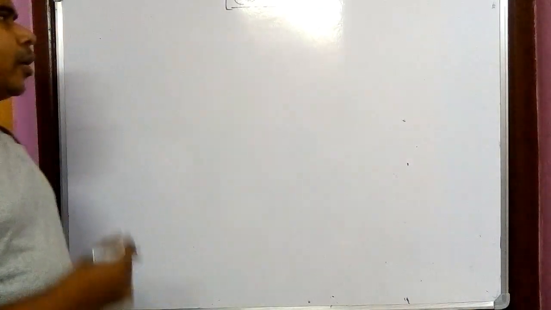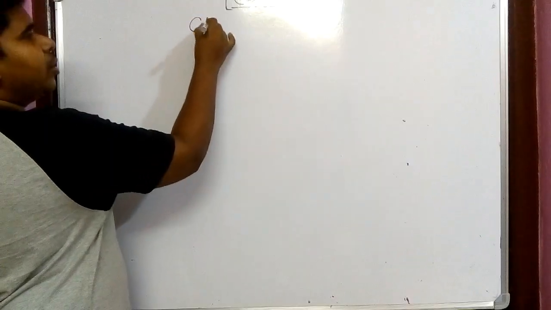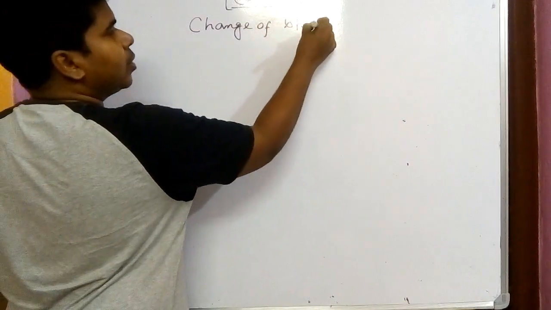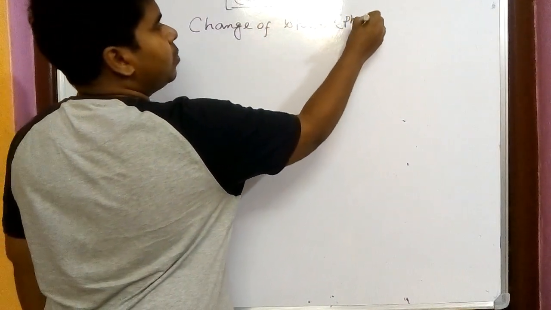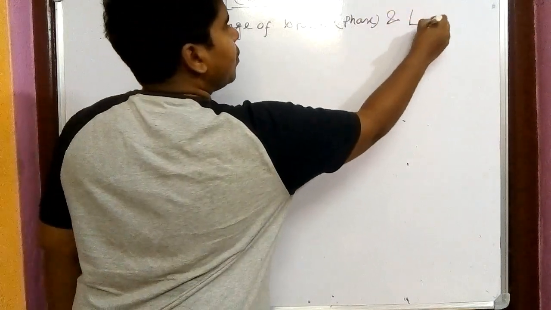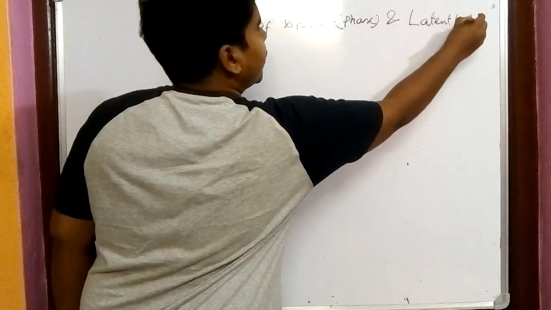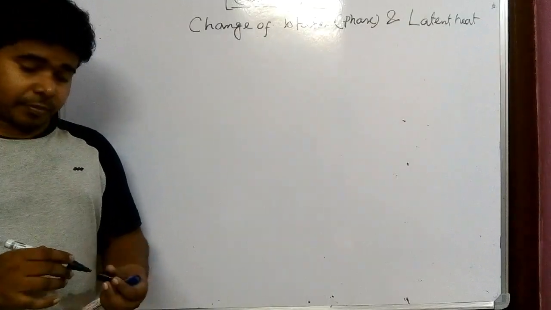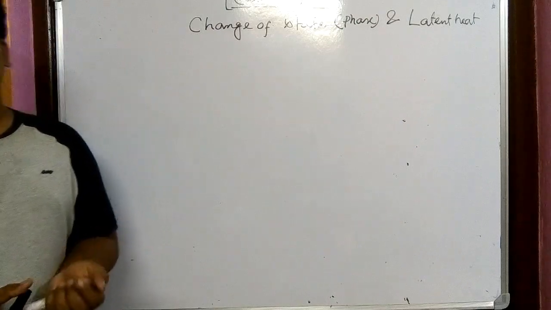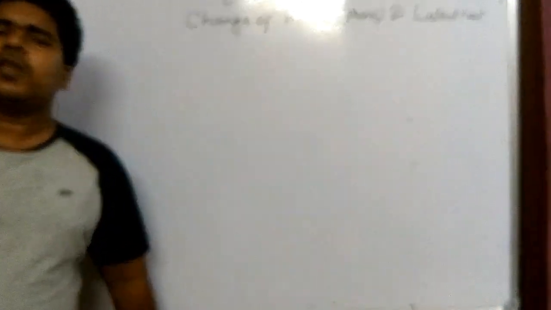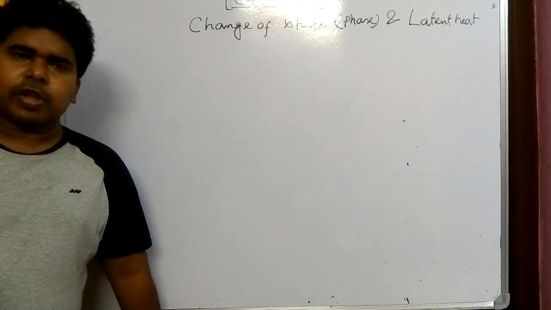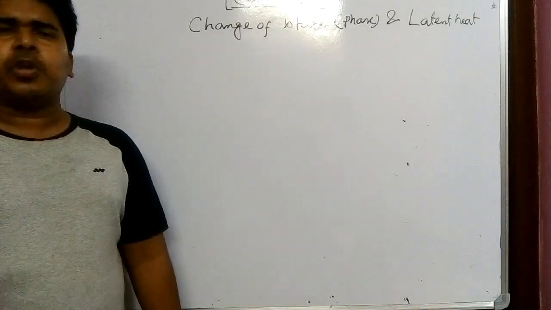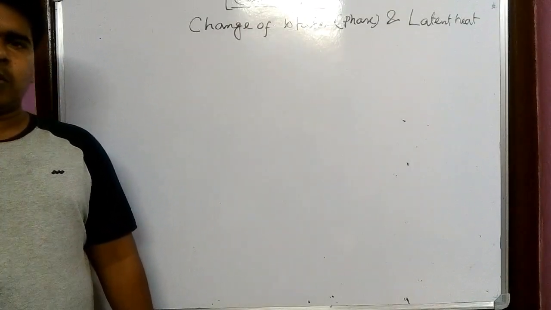In this part, mainly we are discussing about change of state or phase and latent heat. These two things we have to learn in this chapter. To tell the truth, this portion especially is very easy. If you just follow me, what I'm doing here, then I think it should be the easiest chapter. Okay, let's see.